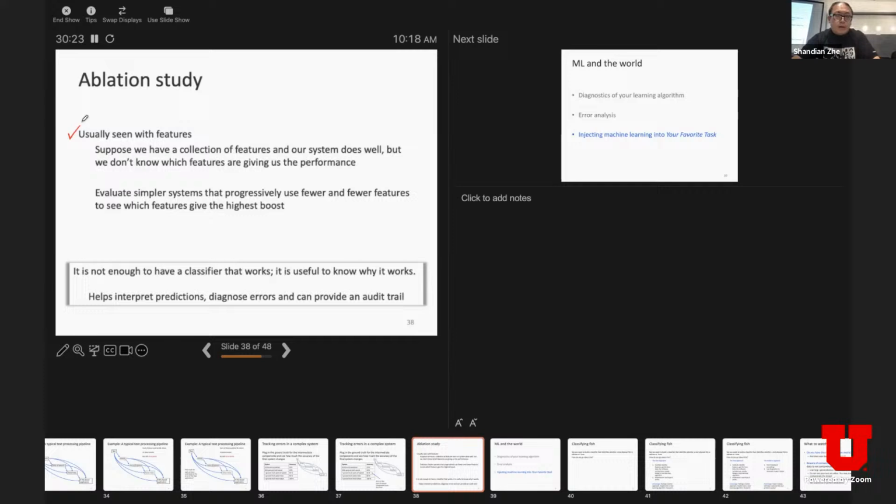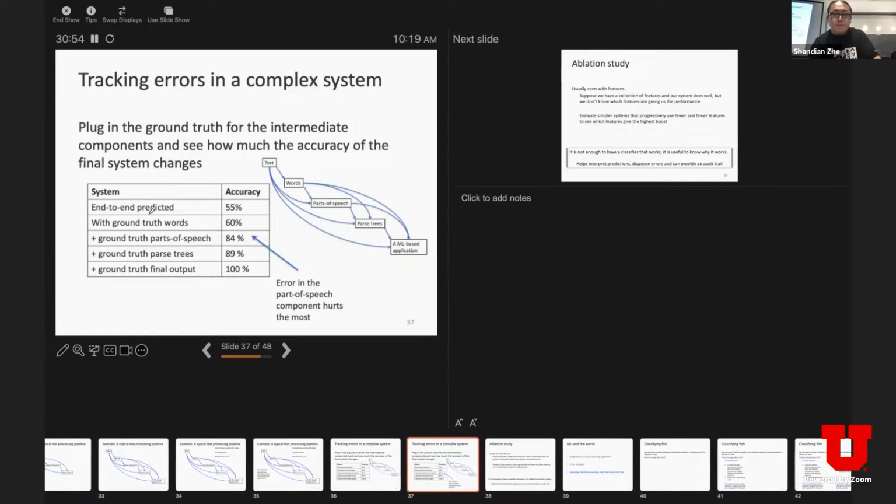This is particularly useful for feature engineering, right? Suppose we have 1 million features, and we know that only a collection of features is doing well, but we don't know which collection it is. So we can evaluate a simpler system that progressively uses fewer and fewer features and see which features give the highest boost. Right? That's actually the same procedure as in this example we have discussed.